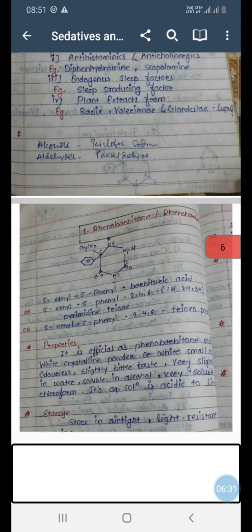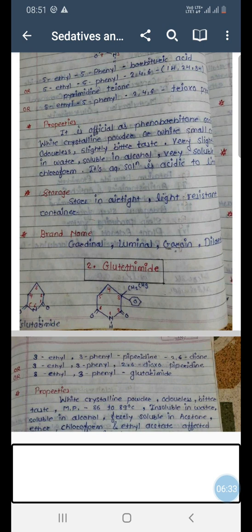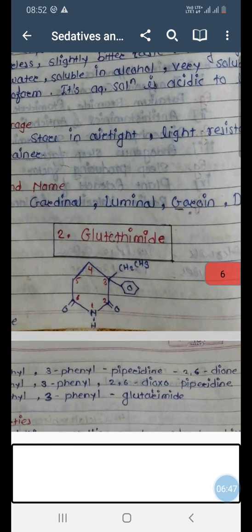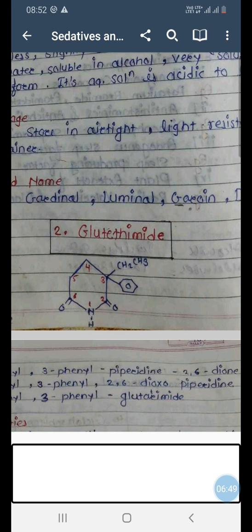Now, with regard to the chemical name of glutethimide, you can select piperidine, then number that heterocyclic nucleus according to the rules of heterocyclics, that is, begin the numbering with nitrogen, and you can proceed in any direction, but while proceeding you must see that both the functional groups get the lowest possible number and the substituent also gets the lowest possible number.